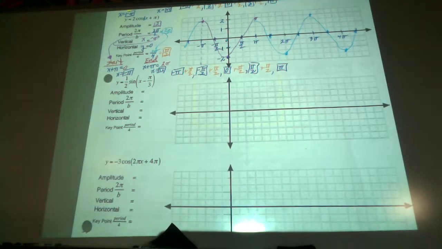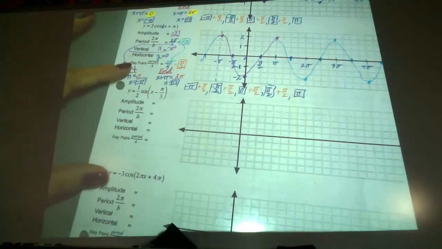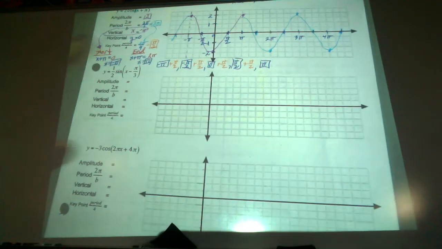So let's look at the last part of this lesson. It's been quite the lesson. So yesterday we had things in parentheses that created this horizontal translation, which is a phase shift, right or left. So today we're going to finish this last horizontal translation or phase shift.